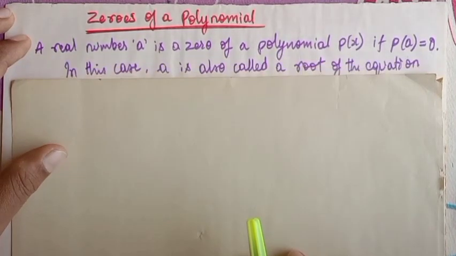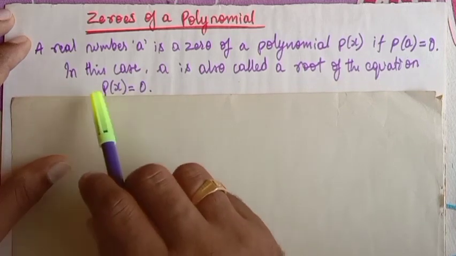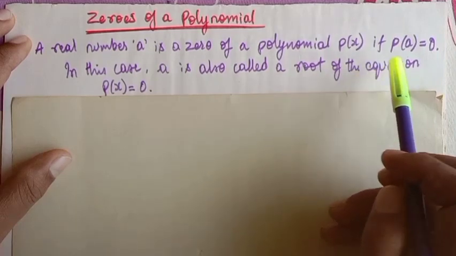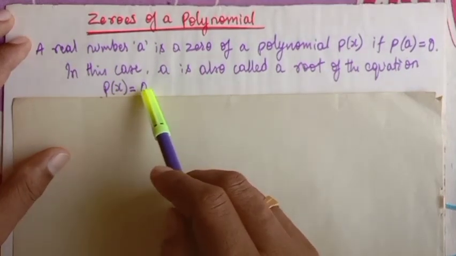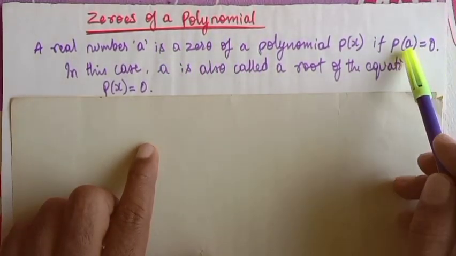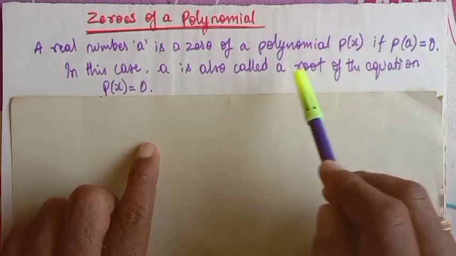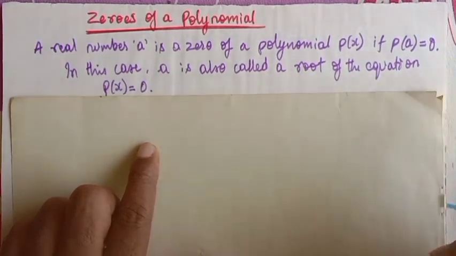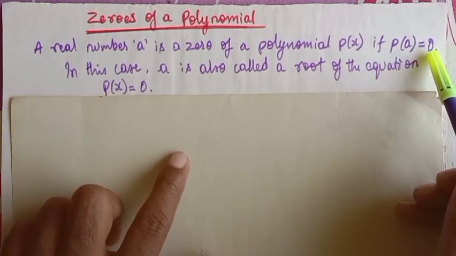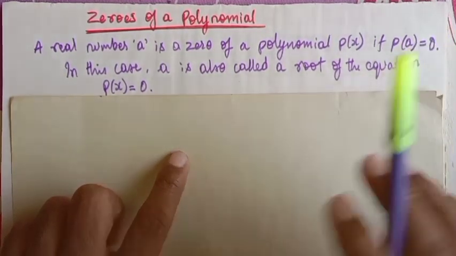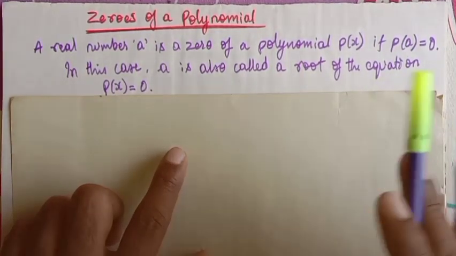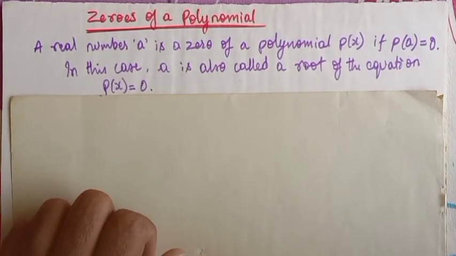And in this case, a is also called a root of the equation p of x is equal to 0. If p of a is equal to 0, then a is called the root of the equation and it is also called the 0 of the polynomial. If p of a doesn't equal 0, then a is not a root and it is also not a 0 of the polynomial.